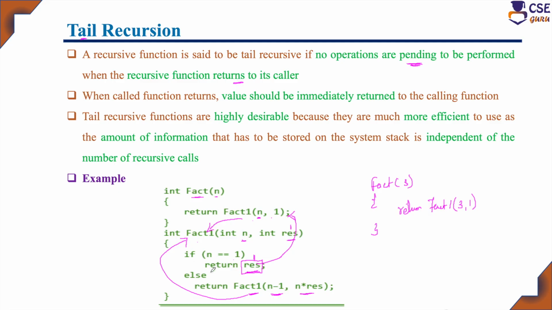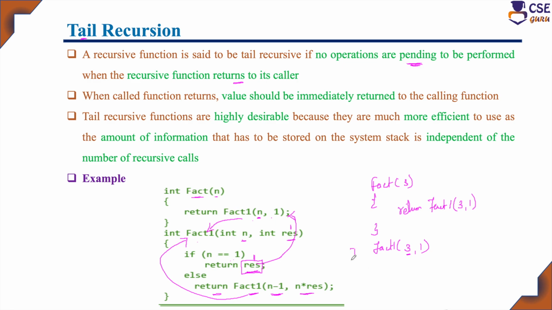Actually, the recursive call is present in this function only. Okay, so here this is fact1. With the n value, directly I will take the value 3 and the result will be 1. First check whether the n value is 1. No, the n value is 3, so it has to go to this else part and it will return.